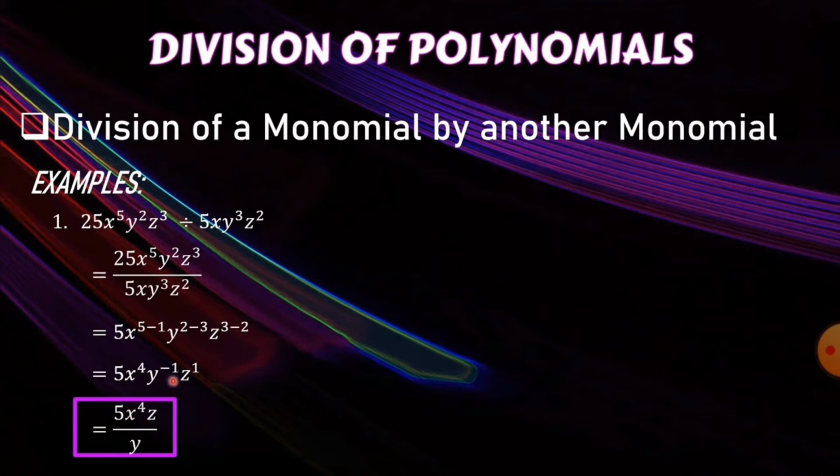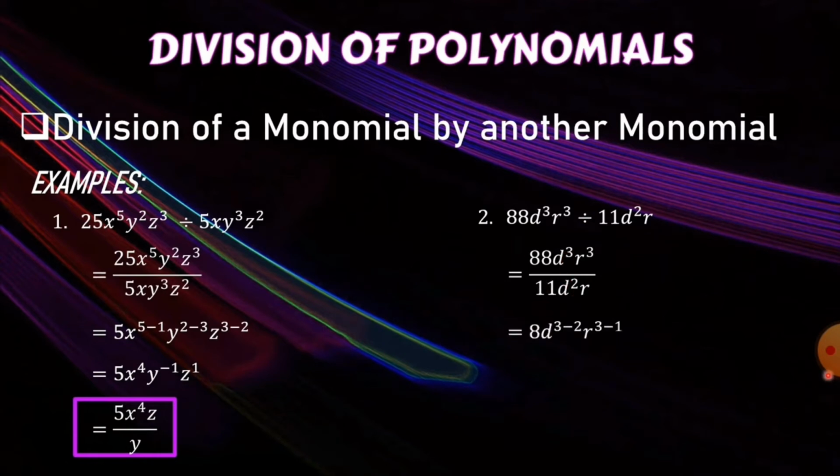So, ito na po yung final na answer. 5x raised to 4 z over y. So, si y nasa denominator na para magiging positive yung exponent ni y. So, dapat walang negative exponent. Okay? Number 2 example, we have 88d cubed r cubed divided by 11d squared r. Again, monomial by monomial. So first, we do like this form, fraction form. So first, 88 and 11, we can divide, no? Divisible by 11. Okay? So magiging 8.